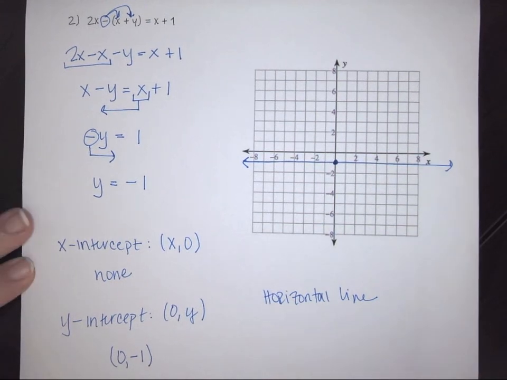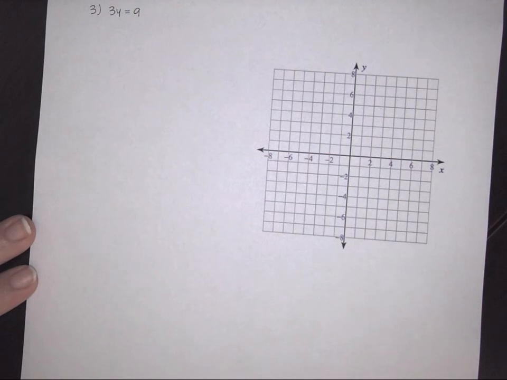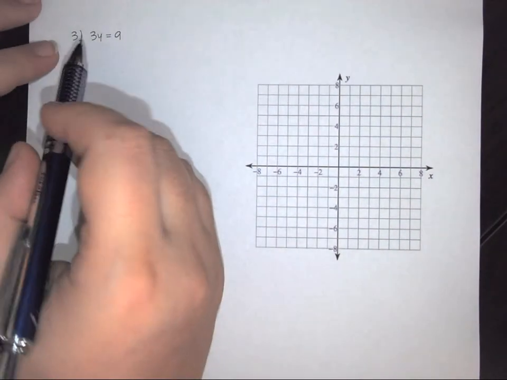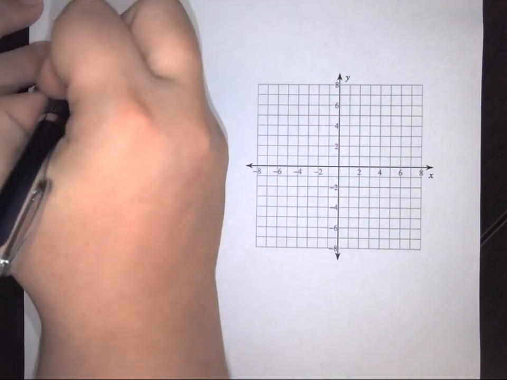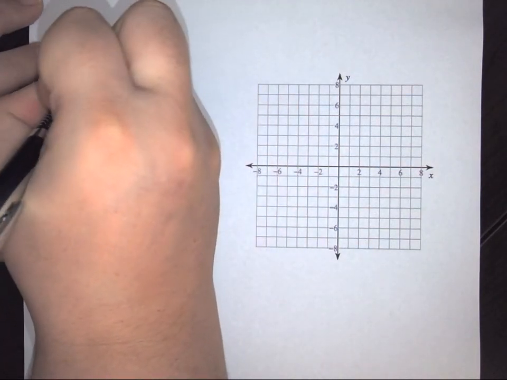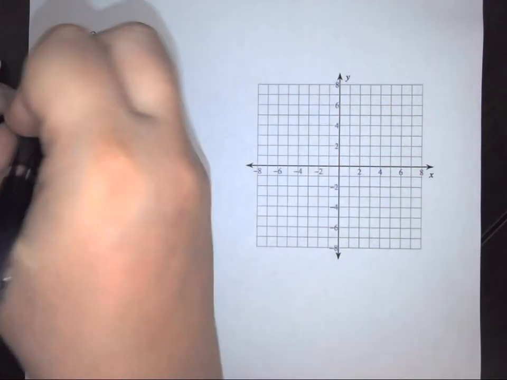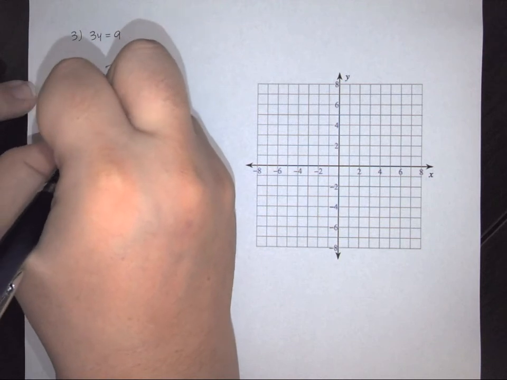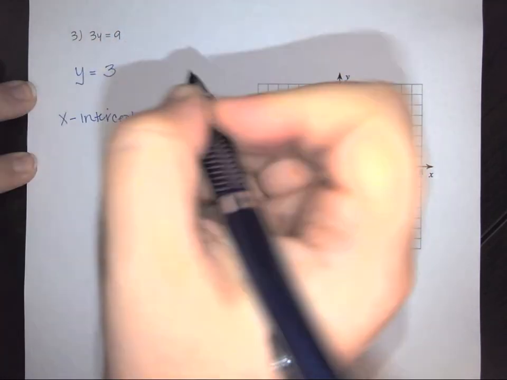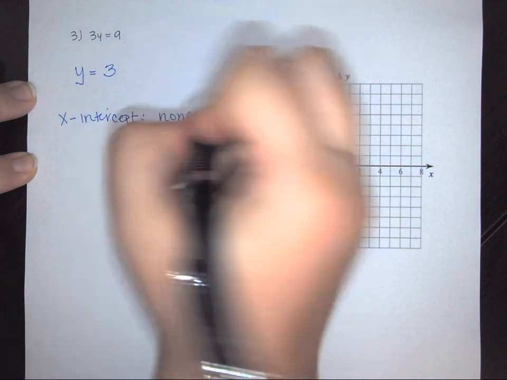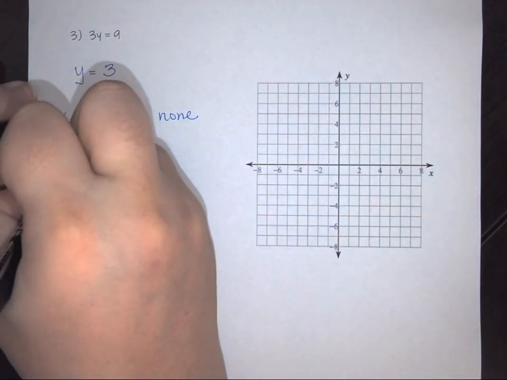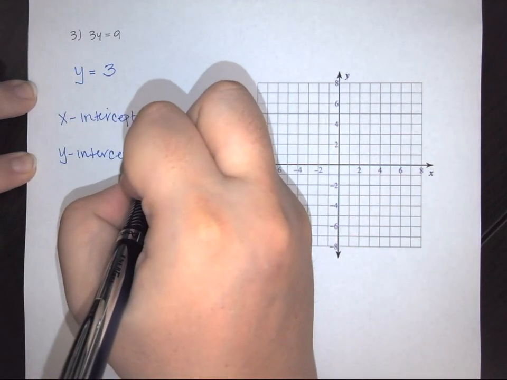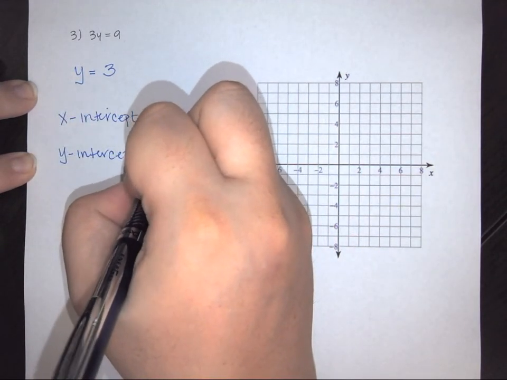Alright, let's do it one more time. Again, I need to solve for my y, so divide everything by 3 and we get that y equals 3. Do your x and y intercepts. So my x-intercept is going to be none. My y-intercept is the point 0, 3.